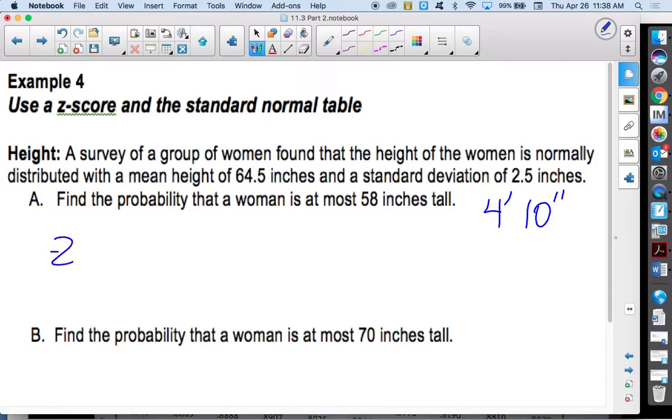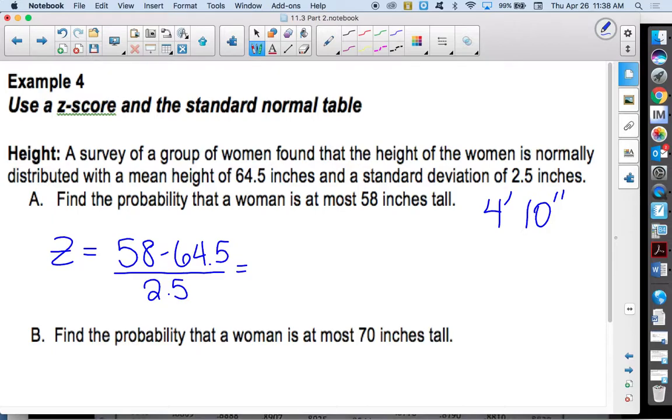In order to answer this question, we need to find the z-score first, because you can't use that fancy little chart until you have a z-score to reference. So how do we find the z-score for this woman who's 58 inches tall? What do we have to do, Chelsea? It's 58 minus 64.5 over 2.5. Good. So in this case, you take the person's height, subtract the mean, and then divide by the standard deviation.